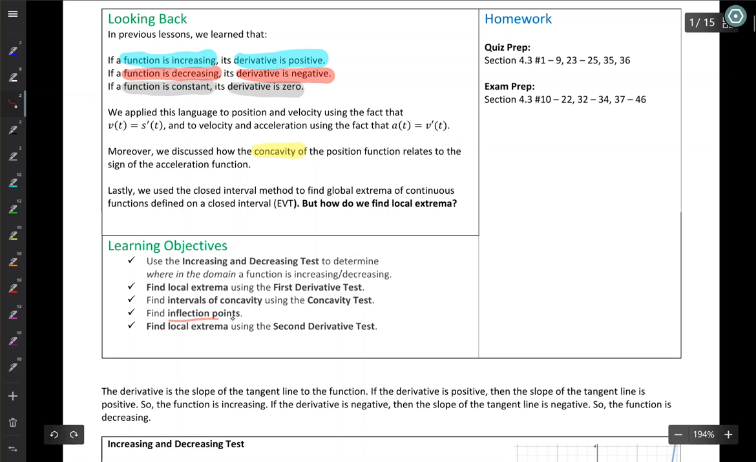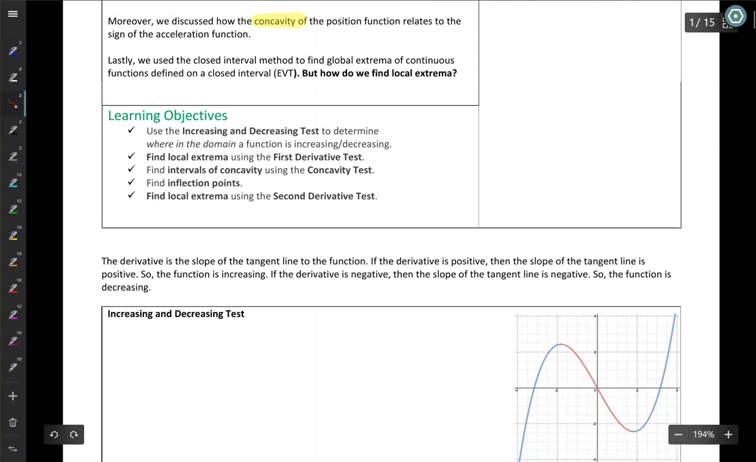We're going to find inflection points, which are places on the graph where the curve is changing concavity. And then lastly, we're going to find local extrema another way using the second derivative tests. Both of these tests are for the exact same thing, finding local extrema. All right, so let's jump in.